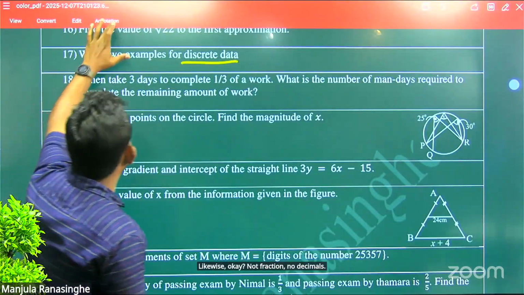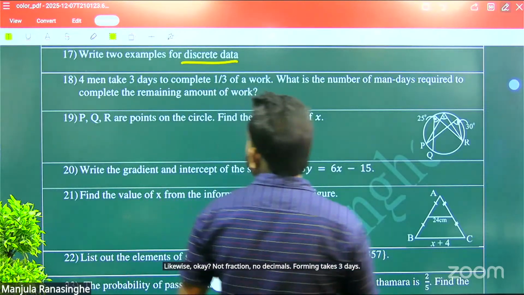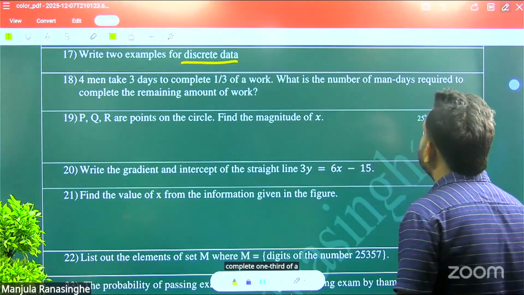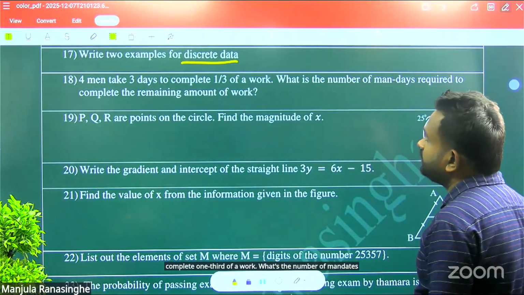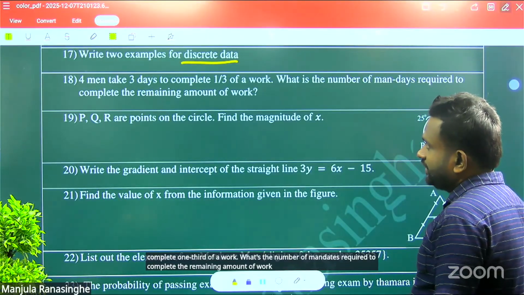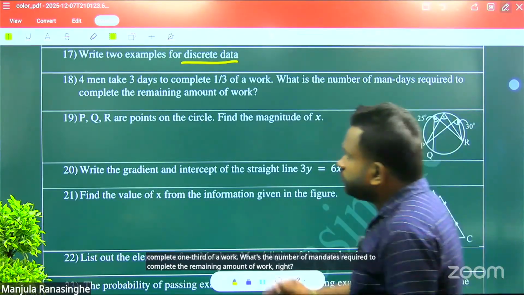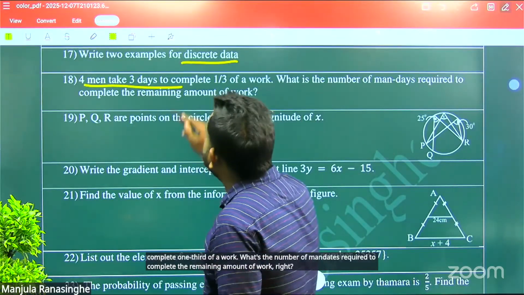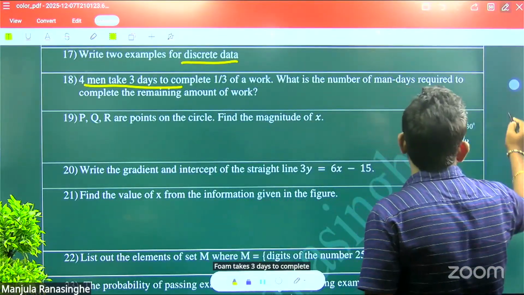4 men take 3 days to complete 1/3 of a work. What is the number of man days required to complete the remaining amount of work? Right, so you can see it can be taken easily. 4 men take 3 days to complete 1/3 of a task.